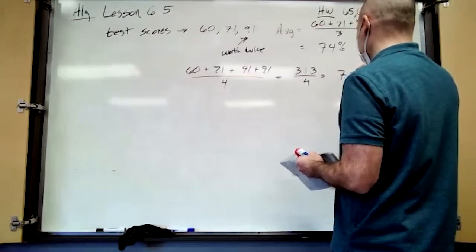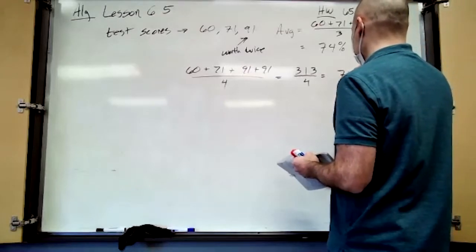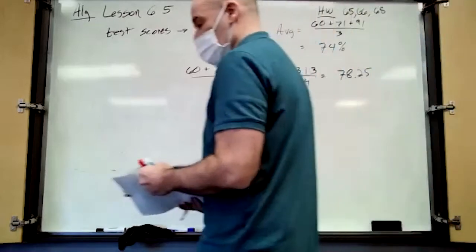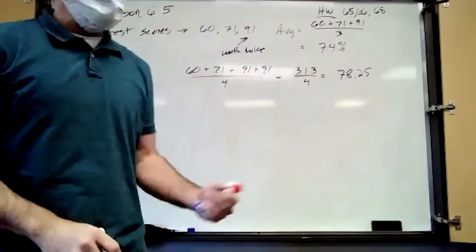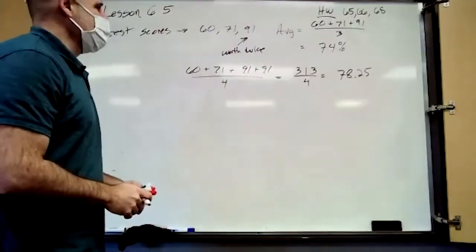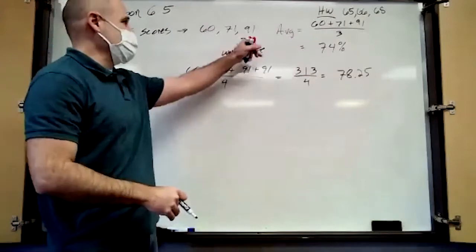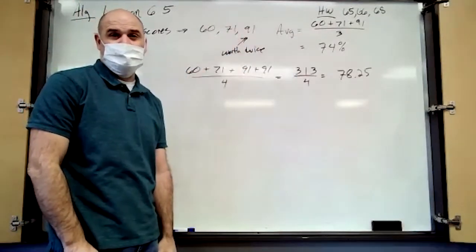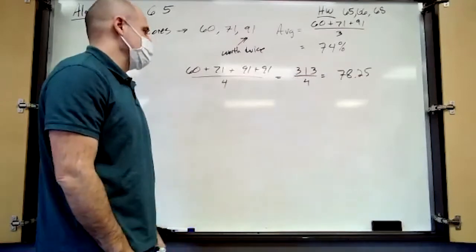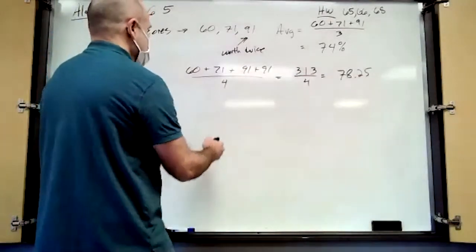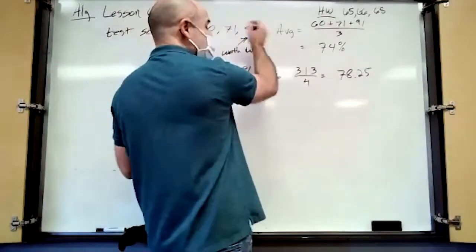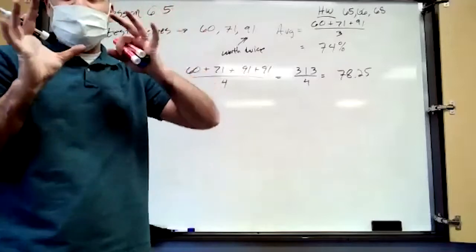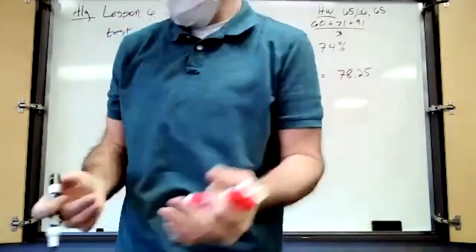70, is it 8? 78.25. Okay, so that's good. So at least it went up a little bit. So what if it was worth 3 times as much? You would add it in 3 times. Yeah, okay, so the shortcut here is if these are all a certain weight, then you would add it the number of weighted times, or you could just multiply by the weight.